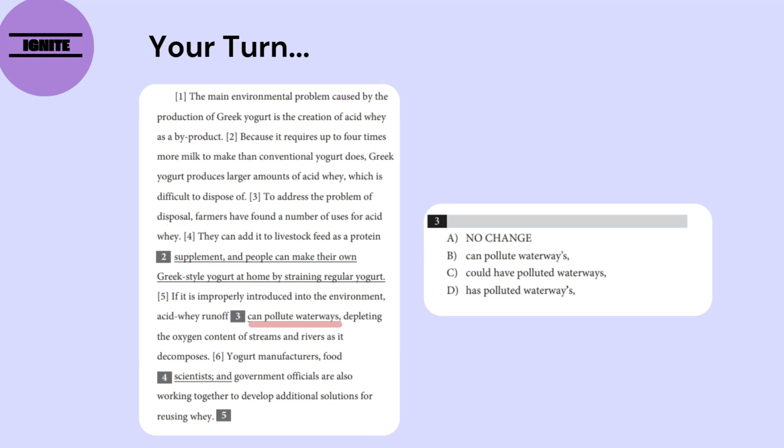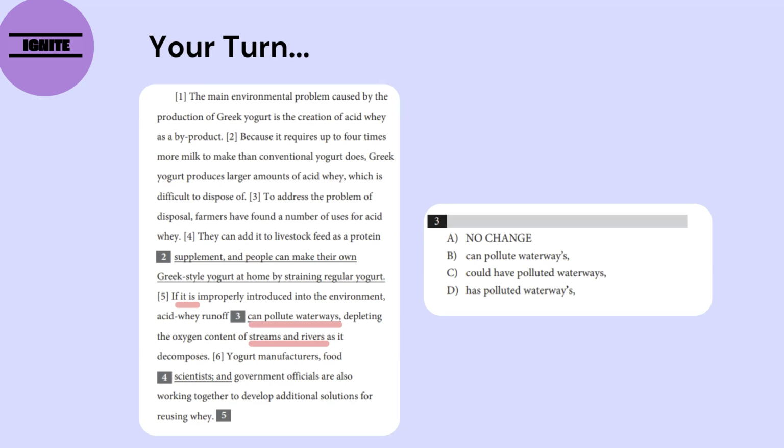Now, let's look at this sentence in the context of the phrases. If it is improperly introduced into the environment, acid mine runoff can pollute waterways, depleting the oxygen content of streams and rivers as it decomposes. I highlighted "it is" to show the singular noun form of what is being looked at. So we can easily say that "can pollute" is a proper use. And this also does go with the context. This is talking about the future and the "can," the possibility, whereas "could" and "has" both refer to the past.